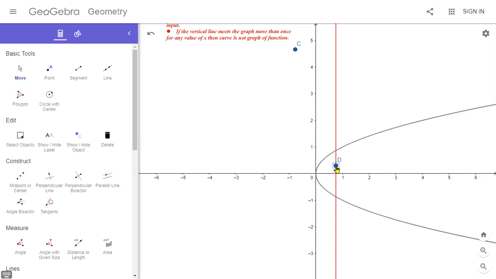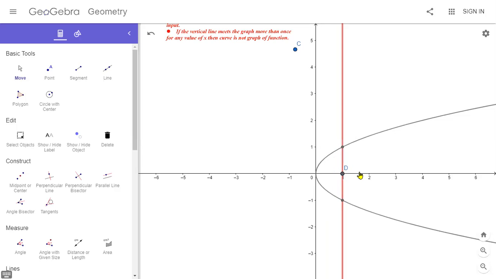The method is we shift the line. We can take any value of x, since the horizontal axis represents any value of x. For any value of x, this vertical line should meet the curve at only one point. Let me check whether it touches. But here this vertical line touches the curve two times, one time at this point and next time at this point.